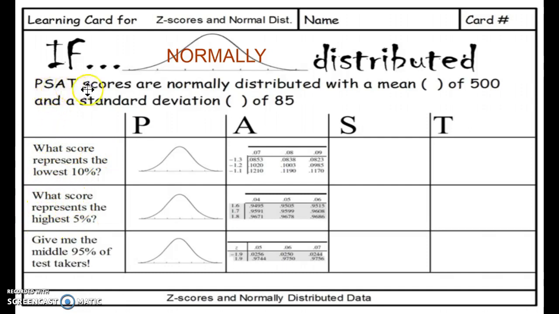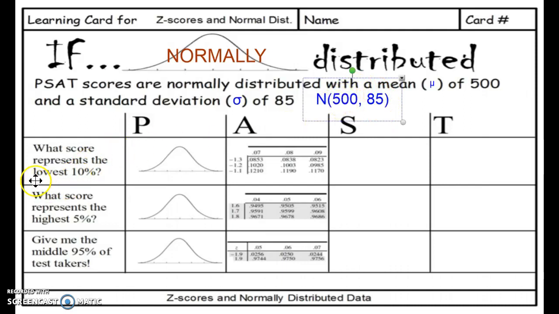It says PSAT scores are normally distributed with a mean of 500 and a standard deviation of 85. The first thing I want to note is that the symbol we use for mean is mu and the symbol for standard deviation is sigma. Knowing this, we can say that we have a normal distribution with a mean of 585. And the notation for that would look just like this, capital N with a 585 inside parentheses. So this tells us that we have a normal distribution with a mean of 500 and a standard deviation of 85. Shape, center, and spread is all given to us right there in that notation.